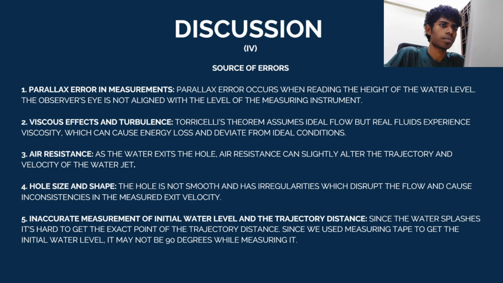Third is the air resistance. Since the water exits the hole, the air resistance can alter the trajectory and velocity of the water jet. Fourth is the hole size and shape. Since the hole is not a perfect shape and there are some rough areas, it can cause inconsistency in the measurement of the exit of the flow. Last but not least, inaccurate measurement of initial water level and the trajectory distance. Since the water splashes, it's very hard to get the exact point, and to calculate the height from the orifice to the surface, we used a measuring tape, and it may not be at 90 degrees while measuring.